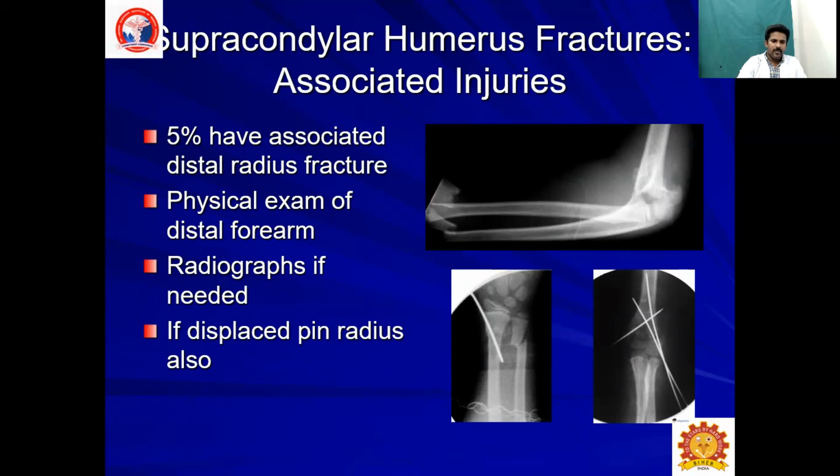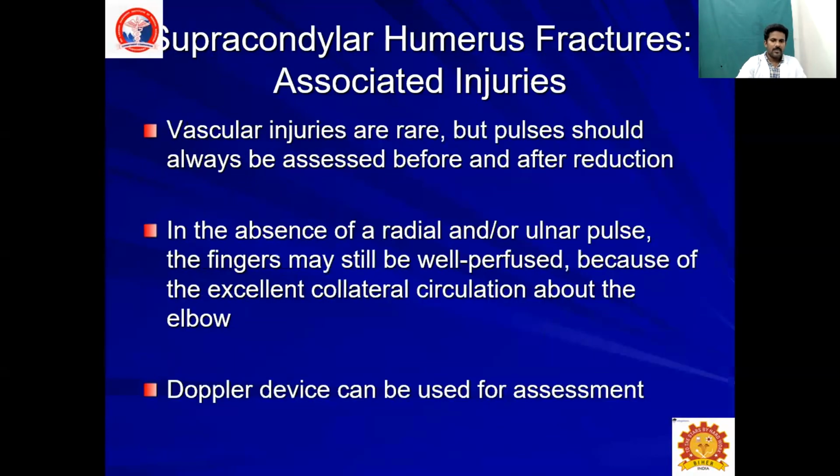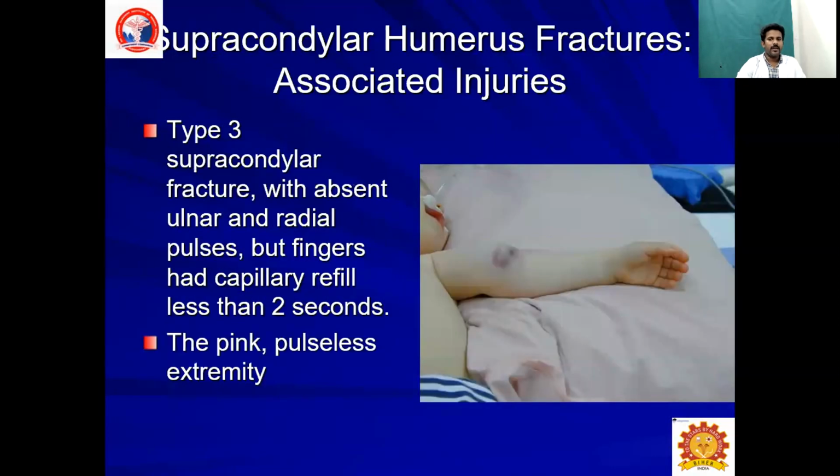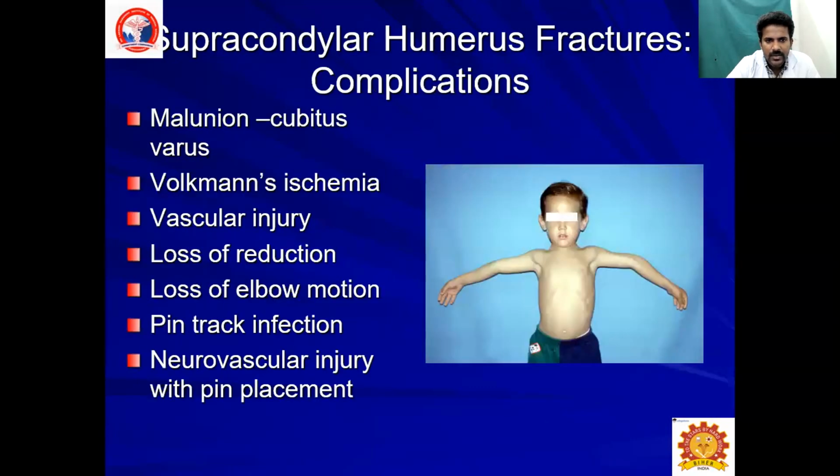Physical examination is very important. Radiographic conclusion, that is radiological, you must have evidence that there is no fracture distally or proximally. Supracondylar humerus fracture is associated with other injuries like nerve injuries as well as vascular injuries. Okay, here you can see a pink and pulseless extremity, so the fracture has an associated vascular injury also.